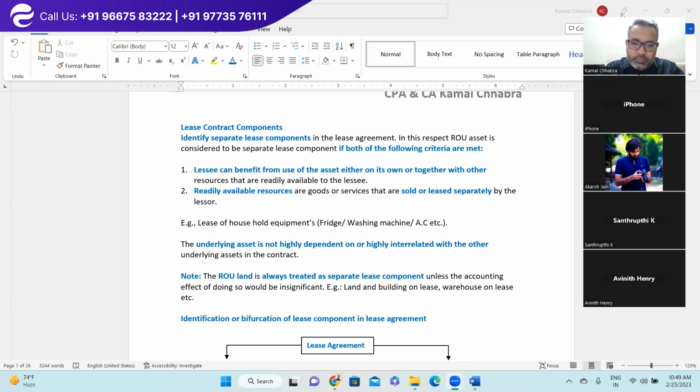So in the contract, we need to bifurcate and identify the separate lease components and the non-lease components also, so that we can do the accounting of each accordingly.